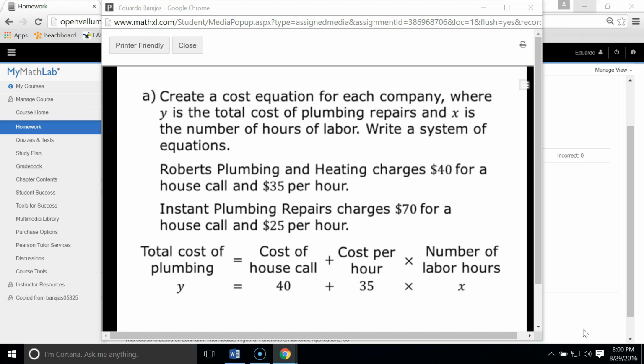Now write the cost equation for Instant Plumbing Repairs. The total cost Y is the cost of a house call, $70, plus $25 per hour of labor. Okay, so you get the idea.